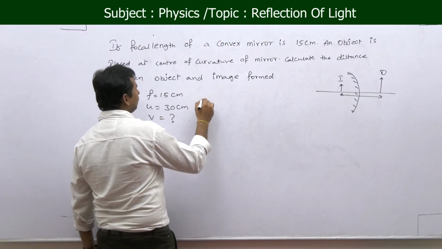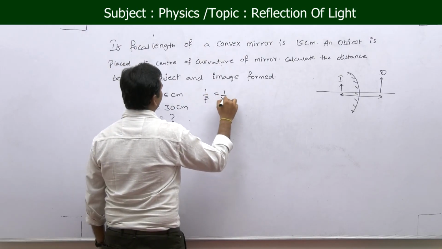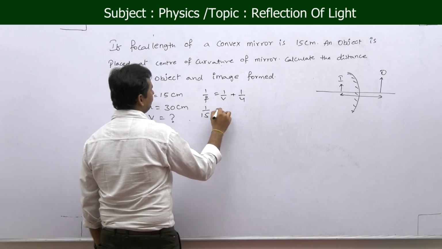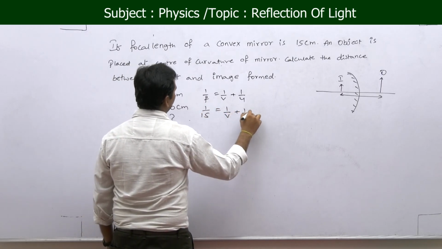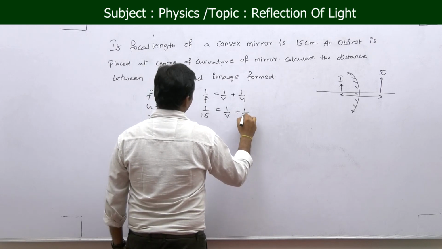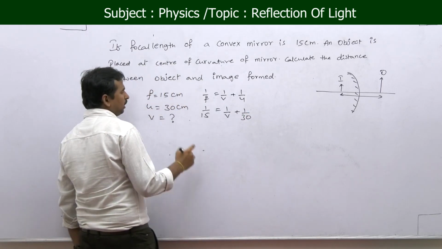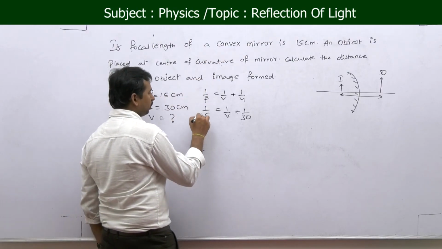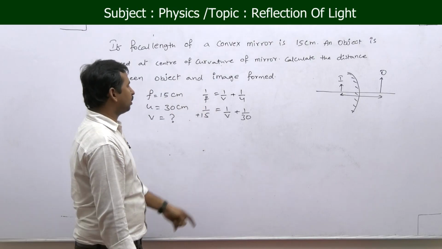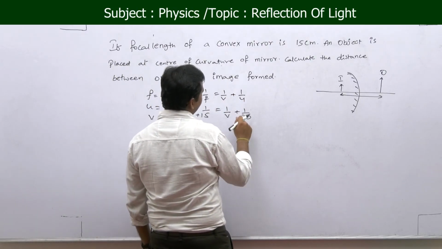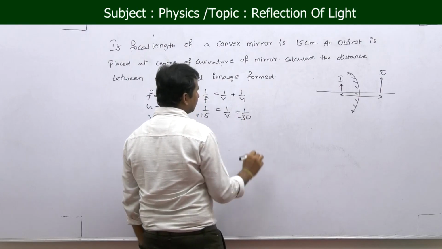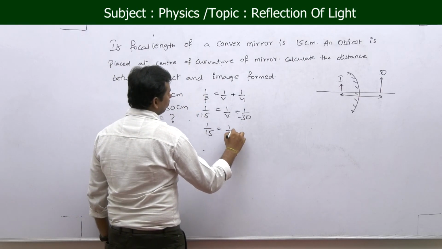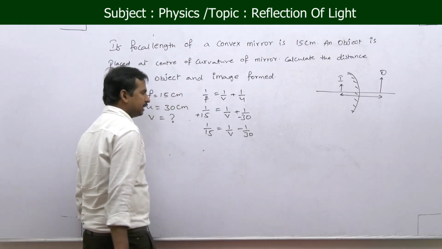Then 1/f is equal to 1/v plus 1/u. Focal length is given as 15, image distance we don't know, but object distance is given as 30 centimeters. If you apply the sign convention, the focal length for a convex mirror is positive, and the object distance is 30, so its sign is minus. Then 1/15 is equal to 1/v minus 1/30.